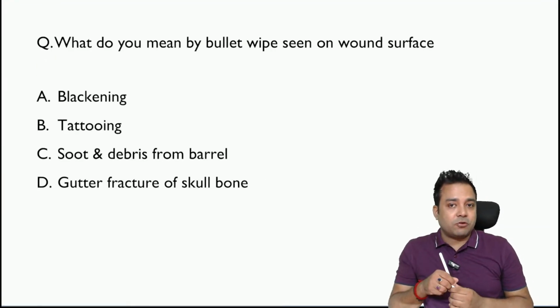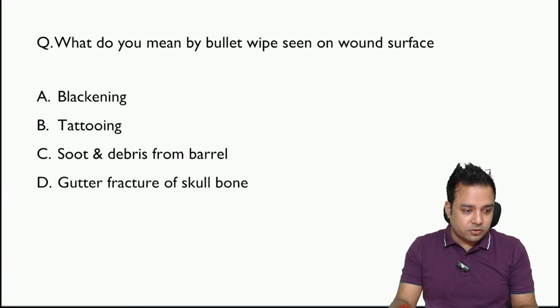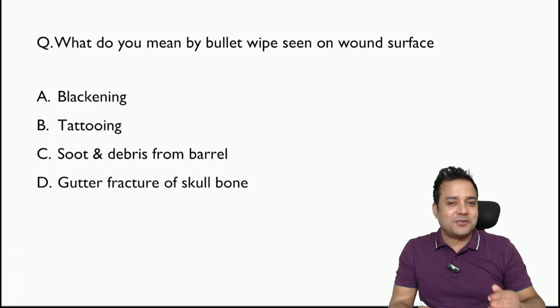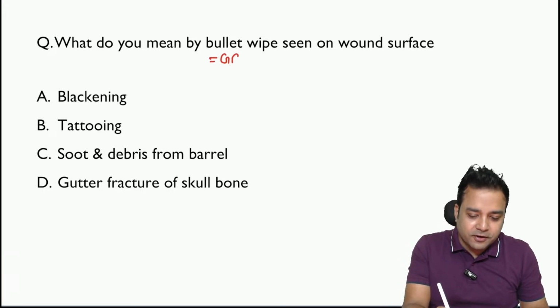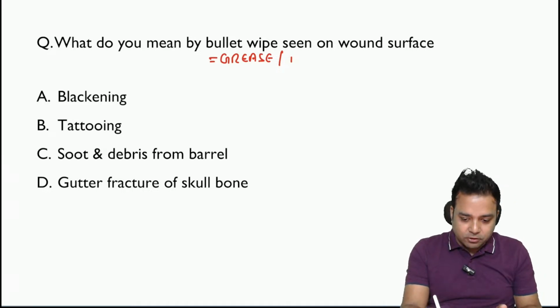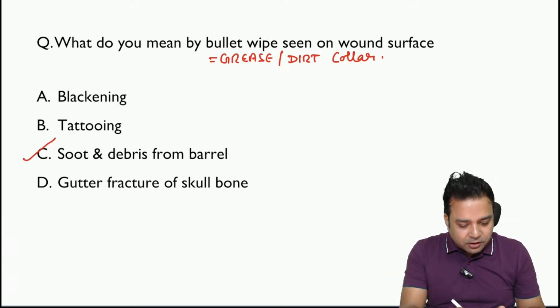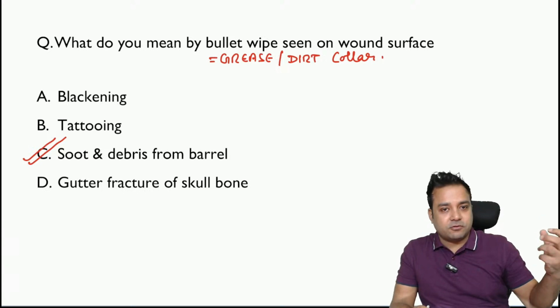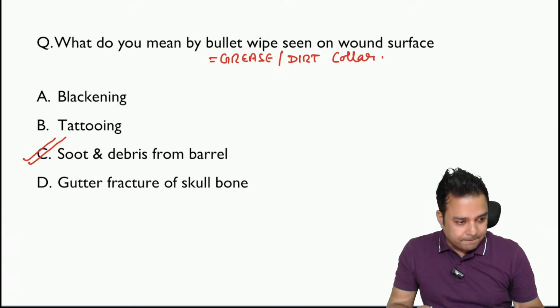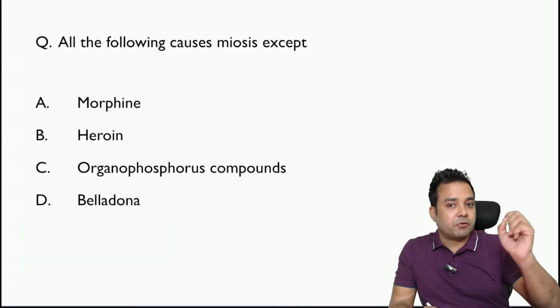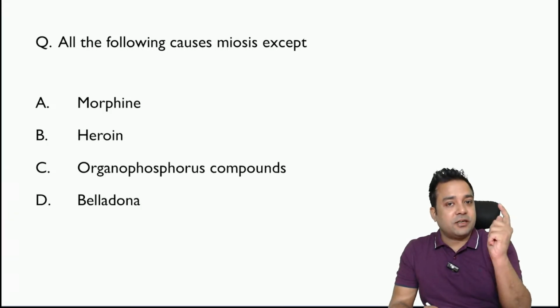Come to the next one. What do you mean by bullet pipe seen on the wound surface? What is correct about bullet pipe seen on the wound? Bullet pipe is another name for grease collar. So this is grease or dirt collar. The correct answer will be anything which is being brought by the bullet from the barrel. So that goes with bullet pipe. This is a simple question. These are very, very simple questions. They should be answered like this within 2 to 3 seconds.